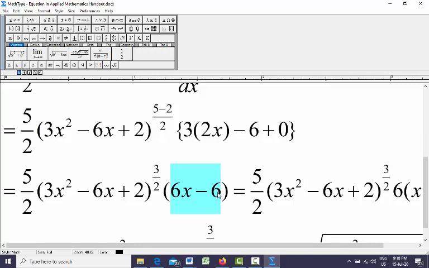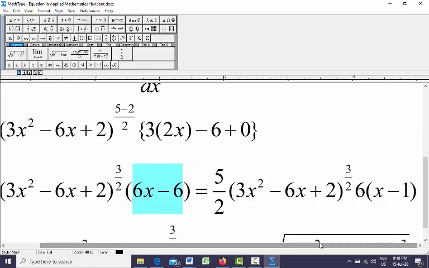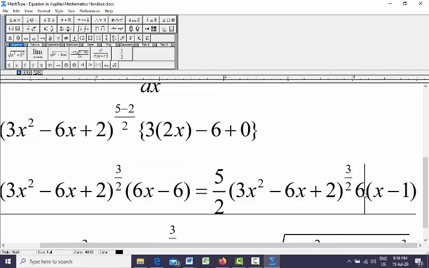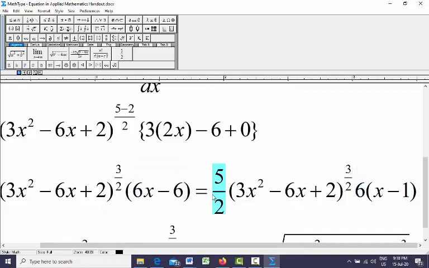So we can take 6 common here. If you take 6 common, we will have x minus 1. Right? And then this 6 and this 5/2 can get multiplied with each other. If you multiply this 6 with this 5/2, you can apply the process of cancellation between this 2 and this 6, because 6 is in the numerator and this one is in the denominator. So 6 can be divided by this 2. If you divide 6/2, this one will be out. So here we will have only 3.